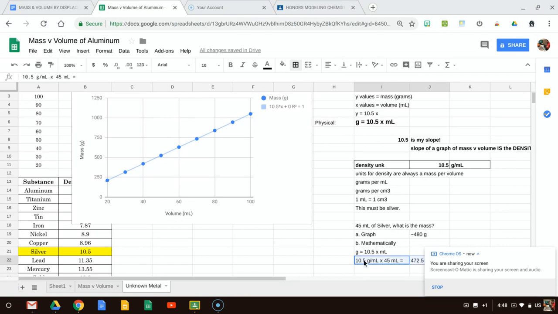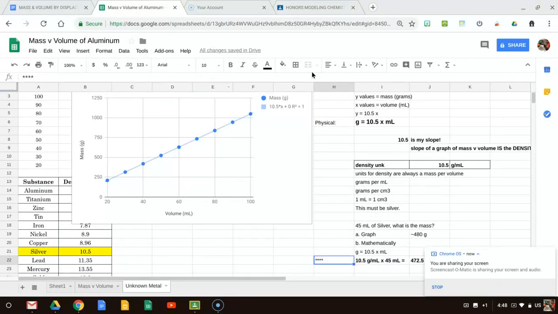That would be a question you're going to see in the future, where I prove it by showing it on the graph. I literally just went over and got about 480, and mathematically I got 472.5. Now, there's a lot of error with me guessing at the graph. I get a much better value by actually doing the calculation.